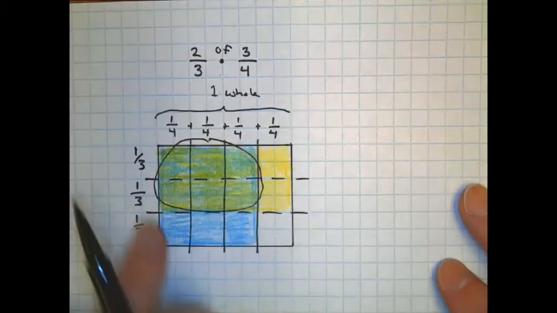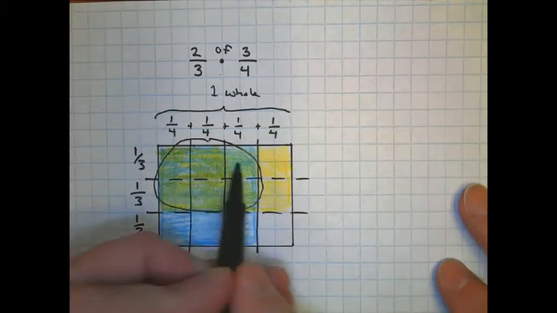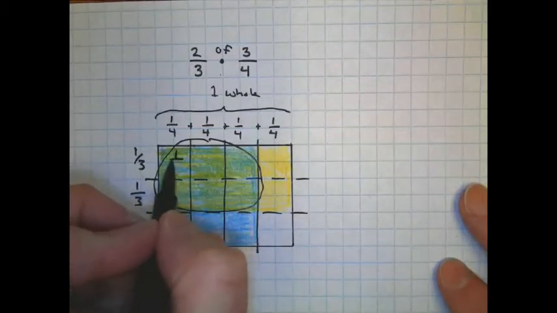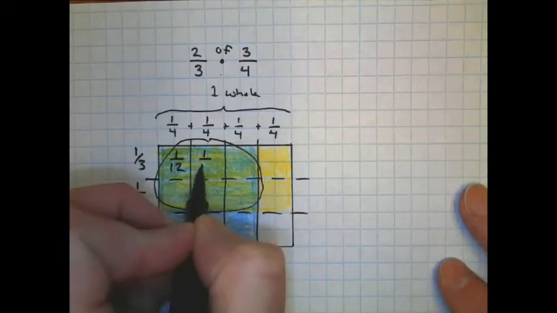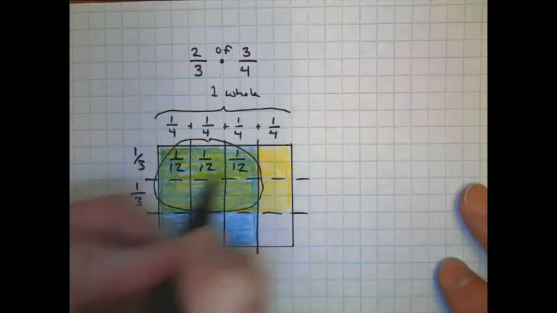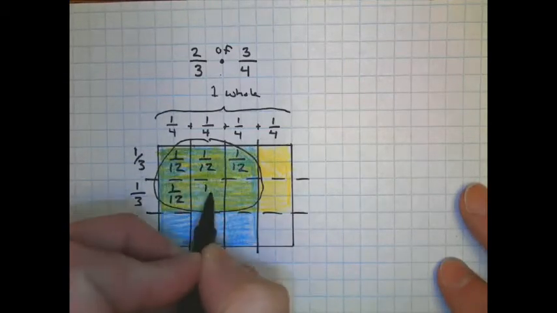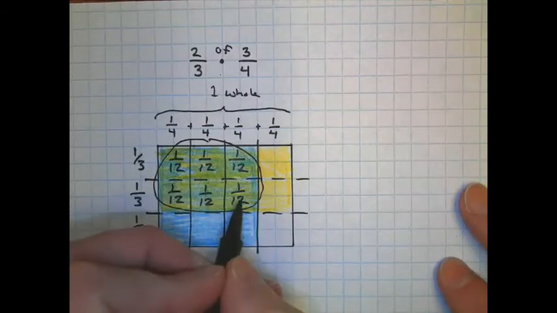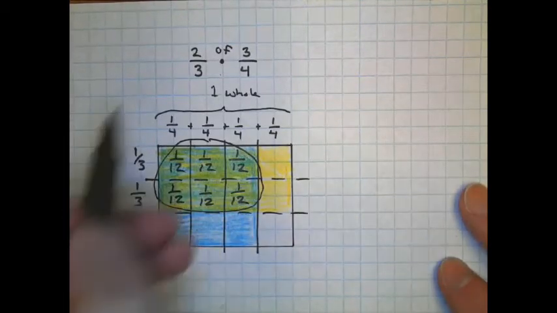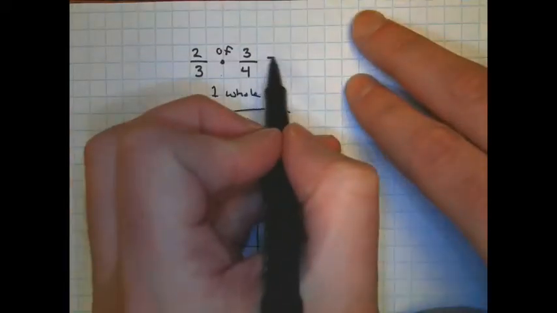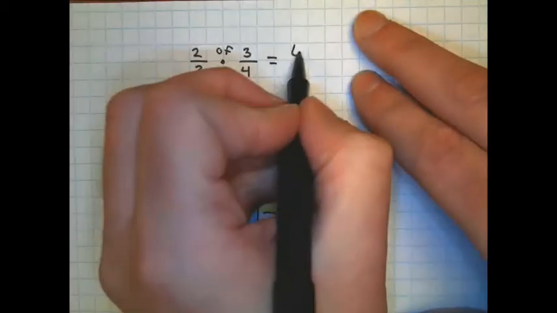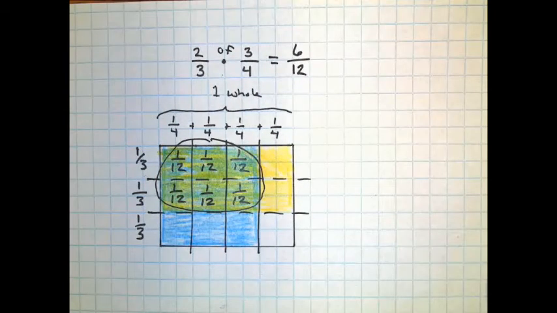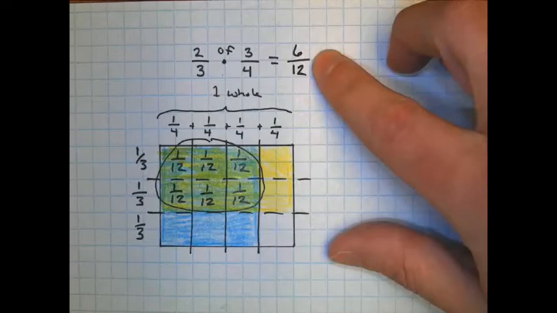Well, I see my entire whole has been broken into 1, 2, 3, 4, 5, 6, 7, 8, 9, 10, 11, 12 pieces. So each one of these is 1/12. And I see that I have 1, 2, 3, 4, 5, 6 of those 12ths. So 2/3 times 3/4 is 6/12. And for right now, it's fine to leave it just as a non-simplified fraction.